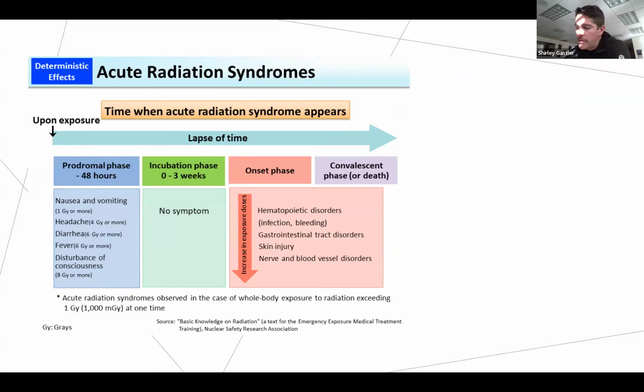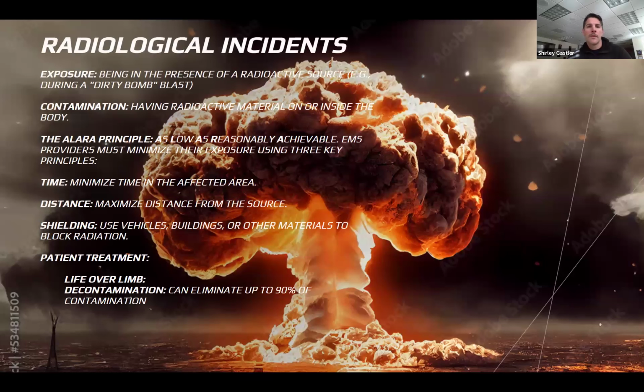Usually there's an incubation period, a couple of weeks or so, before you start having some internal issues, either with your GI tract or your blood cells. You can start sloughing off your epidermal layers, that kind of stuff, and of course having nerve and blood vessel type injury. So if there is a dirty bomb fallout type of scenario, the big things to consider are time, distance, and shielding, using the ALARA principle, which is as low as reasonably achievable.